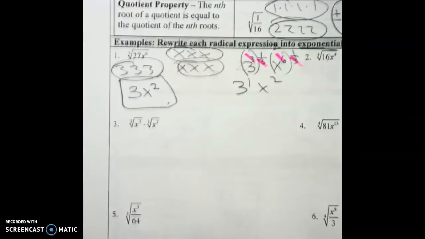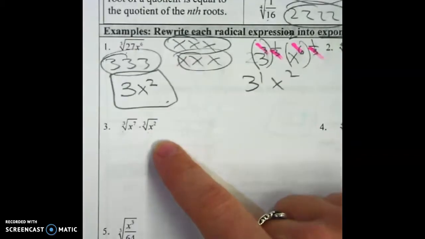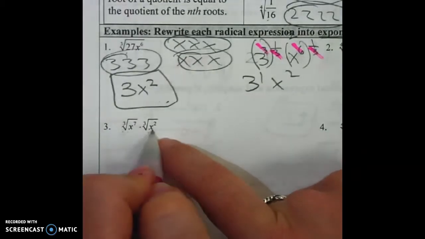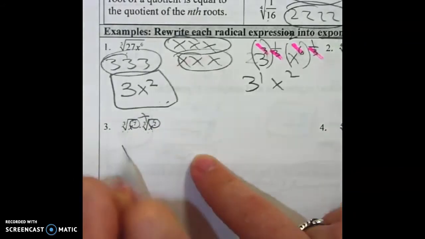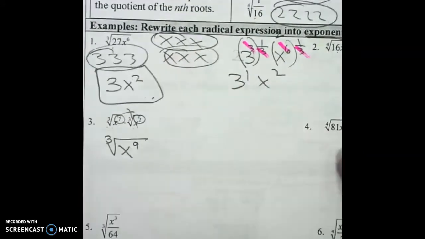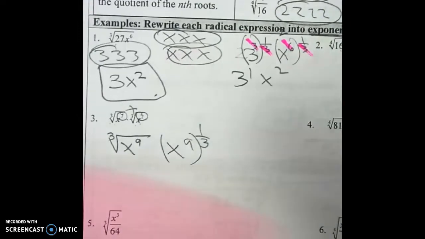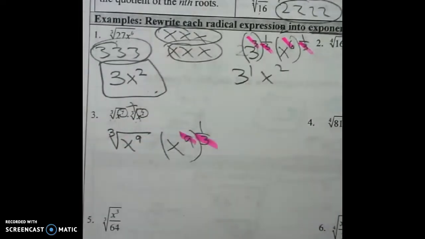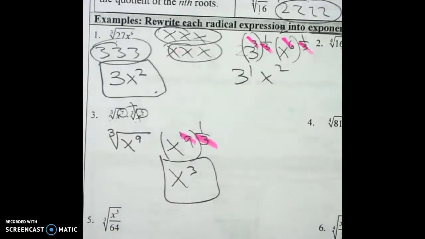Okay, this one's a little bit different. So I noticed they both have a cube root. So remember when we did exponents, and whenever you're multiplying, it means you're adding. So I'm going to add these little exponents here, and I end up with the cube root of x to the 9th. They're asking me to put it in exponential form, so I will do that. Then I can go like this, and I get x cubed. It's an odd root, so I'm done.